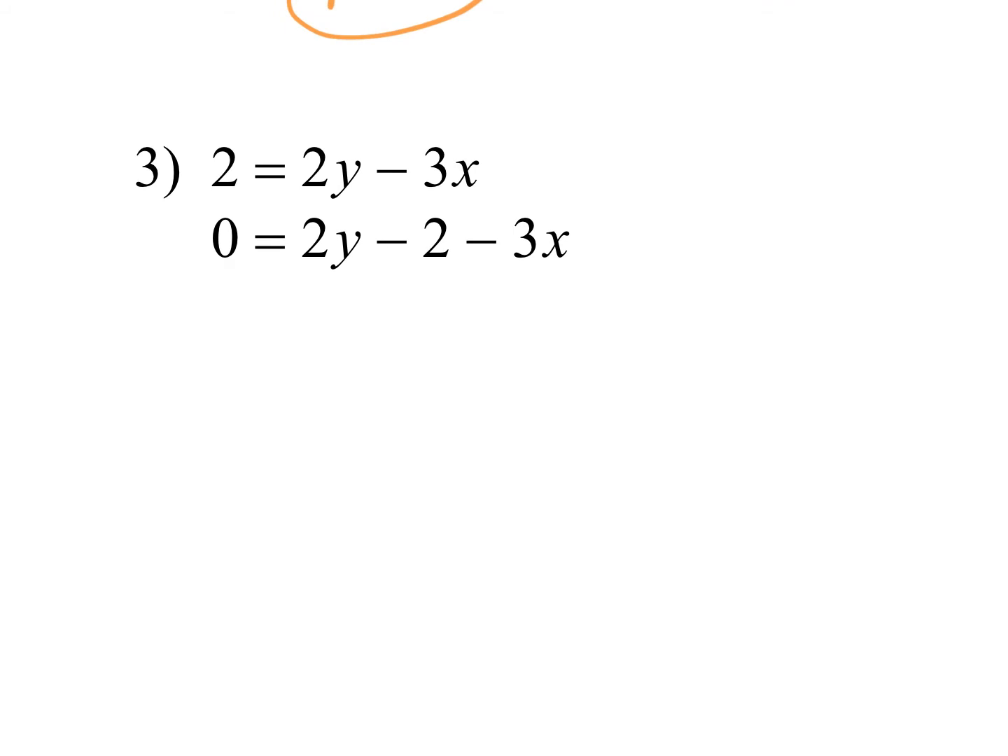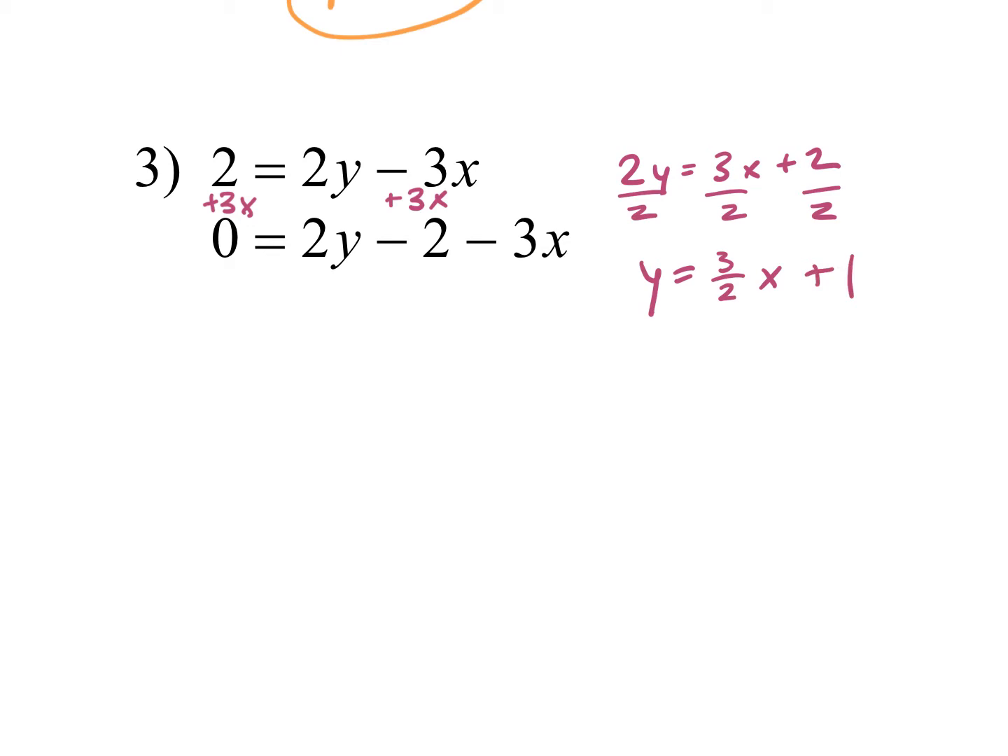So for the first equation, what do I need to do first? Y equals mx plus b, so what should I do? Add 3x to both sides. So 2y is equal to 3x plus 2. What should I do next? Divide by 2. So y is equal to 3 over 2x. And what's 2 divided by 2? 1.